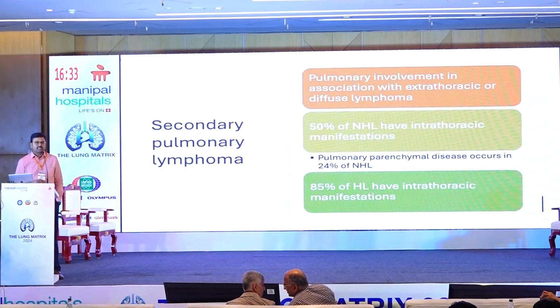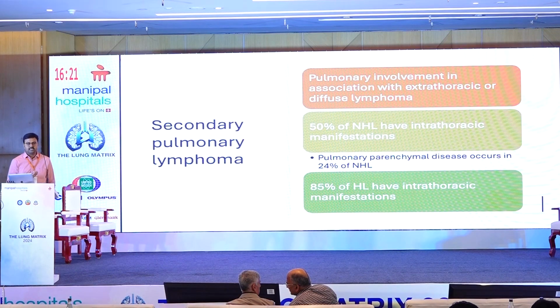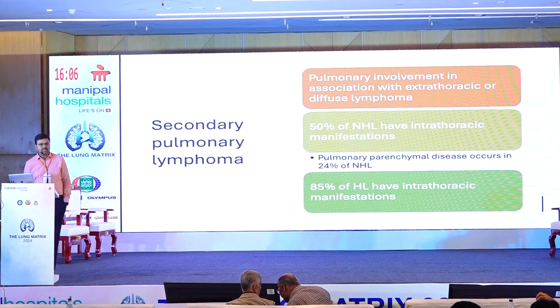Whereas secondary lymphomas are pulmonary manifestations of systemic lymphomas. Almost 85% of Hodgkin's lymphoma patients will have either mediastinal lymphadenopathy or a pulmonary manifestation. At least 50% of non-Hodgkin's lymphoma patients will have a pulmonary manifestation. Out of that, 24% is a parenchymal disease. I would like to take you through a few images where these lymphomas presented in the thoracic cavity.